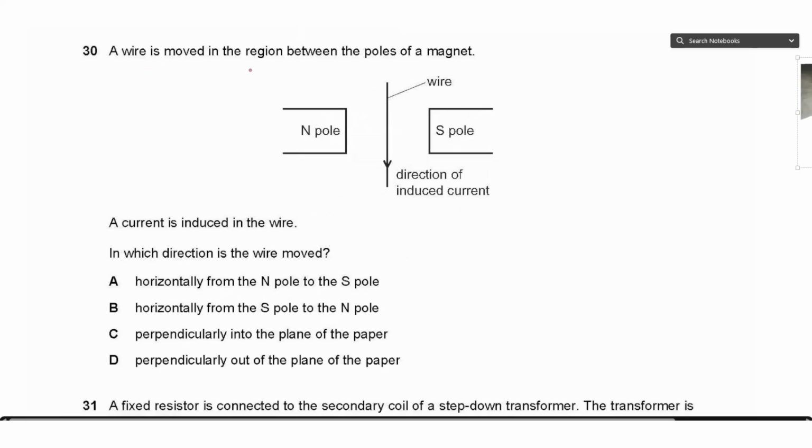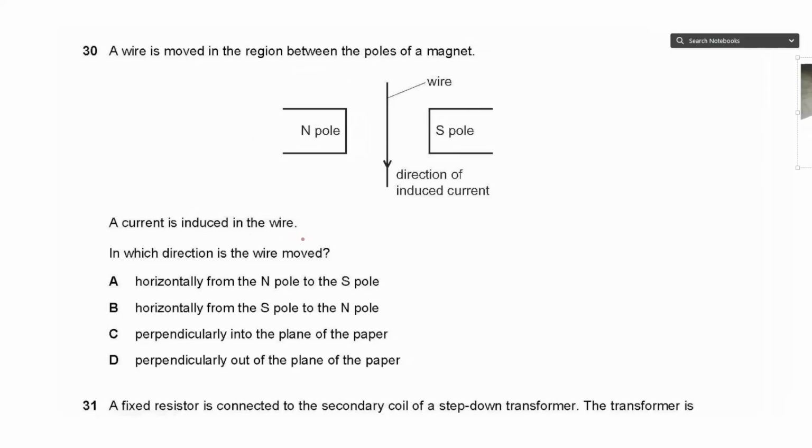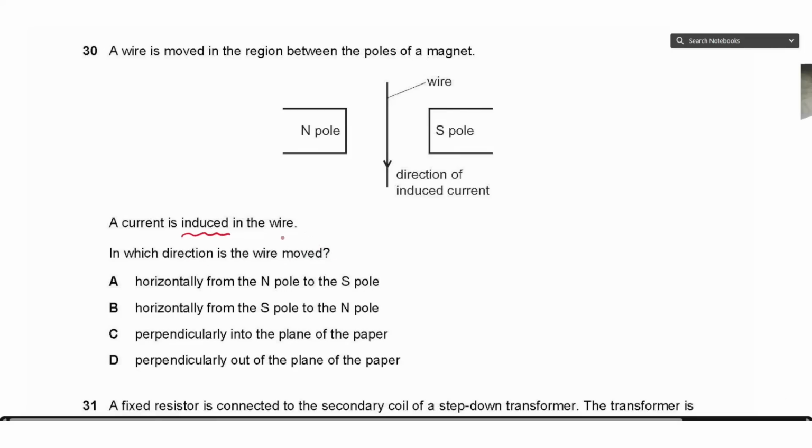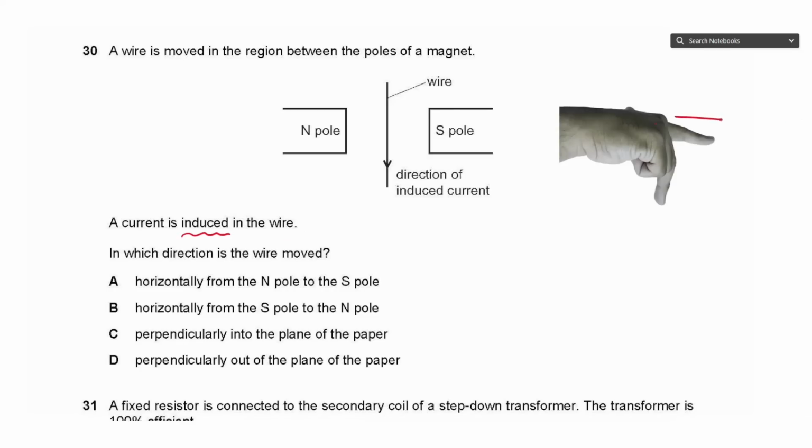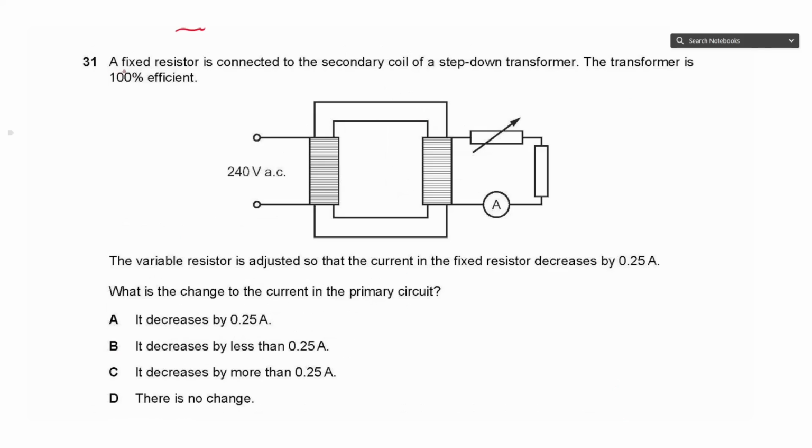Question 30 says a wire is moved in the region between the poles of a magnet. A current is induced in the wire. In which direction is the wire moved? So since we have an induced current here, we use the right hand rule, pointing with the index finger in the direction of the magnetic field from north to south, and the middle finger is in the direction of the induced current. The thumb here is pointing into the page or towards the inside of the page. So it is not toward the S or N pole, it is not parallel to the magnetic field, it should be perpendicular to the field and to the current, and it is into the plane of the paper, so the answer here is C.